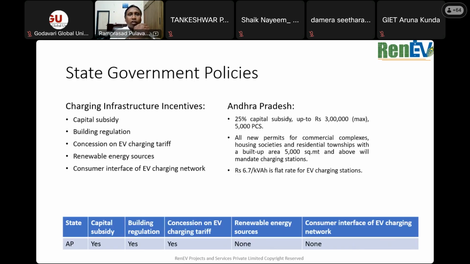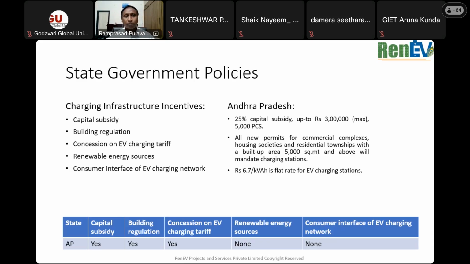Then come the state government policies. The next thing we discussed in the initial slide was charging infrastructure incentives. Government of India is providing incentives under the PM E-DRIVE scheme, as we have talked about previously. And state governments are also providing incentives for creation of charging infrastructure. What are the different incentives?